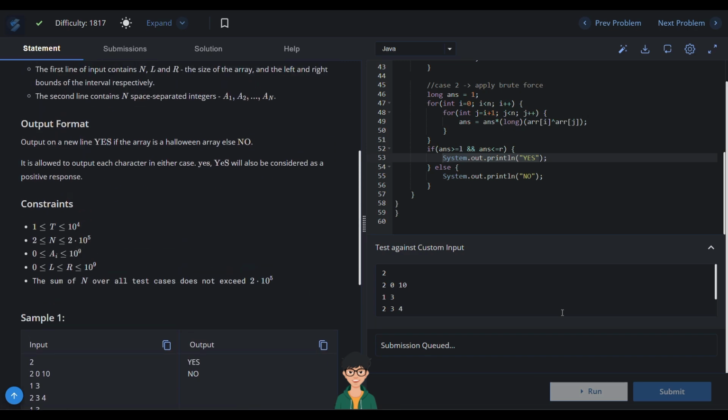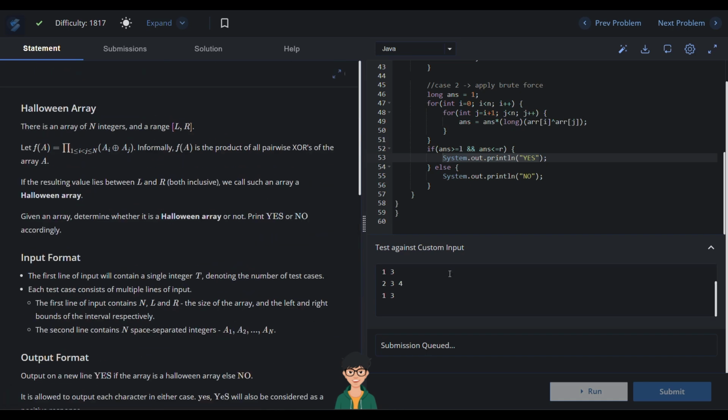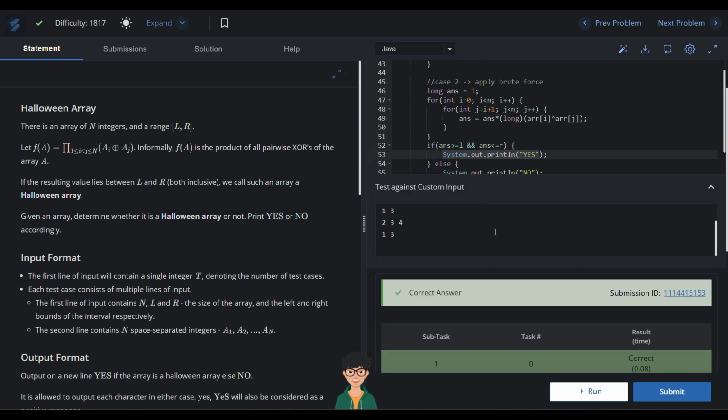Let's submit it. Okay, yeah, it's getting accepted.